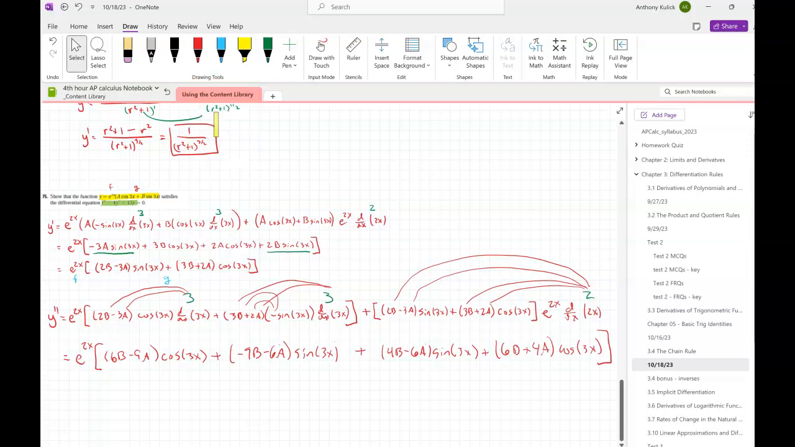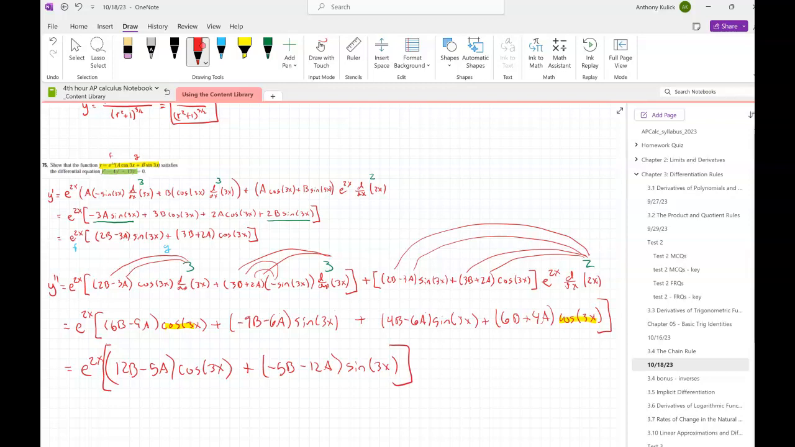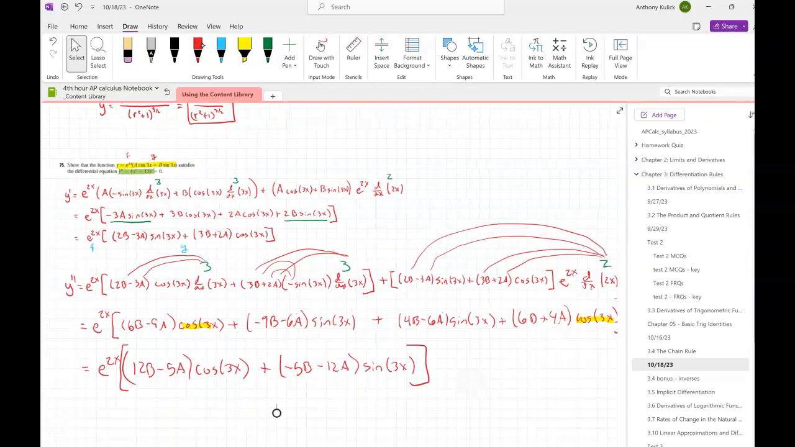And now if I look, this guy and this guy are like terms, so I can add their coefficients. So 6b plus 6b is 12b, and negative 9a plus 4a is negative 5a. And doing the same thing with the signs, I'm going to get negative 5b minus 12a. Bracket. So that's my second derivative.